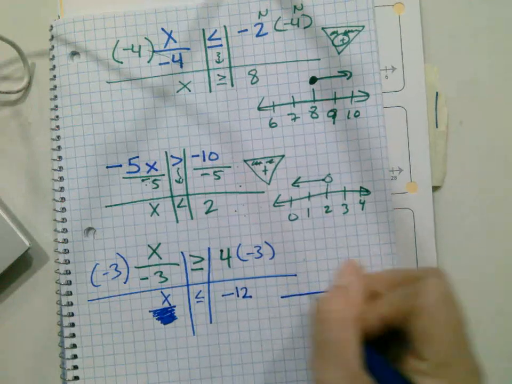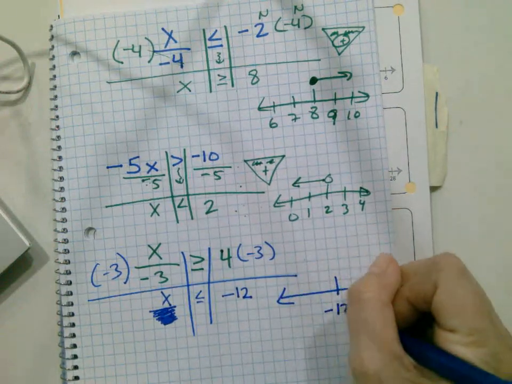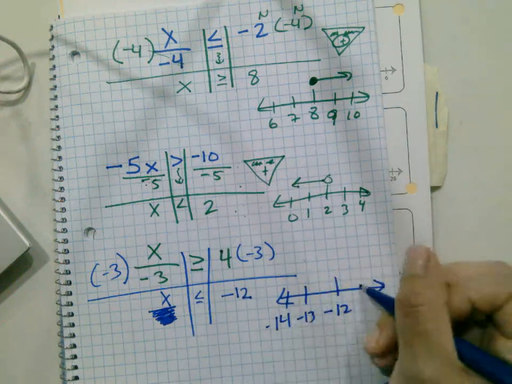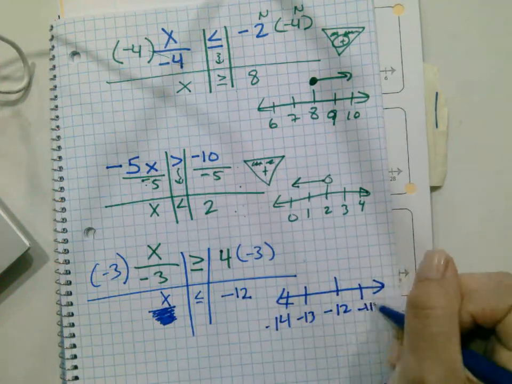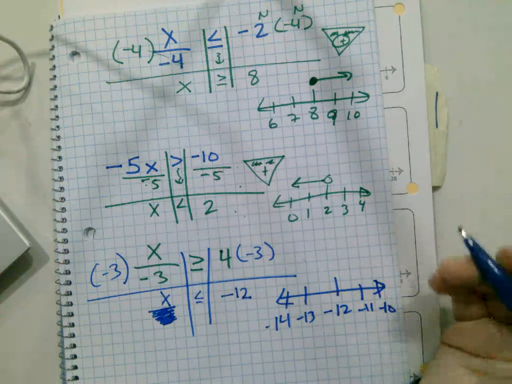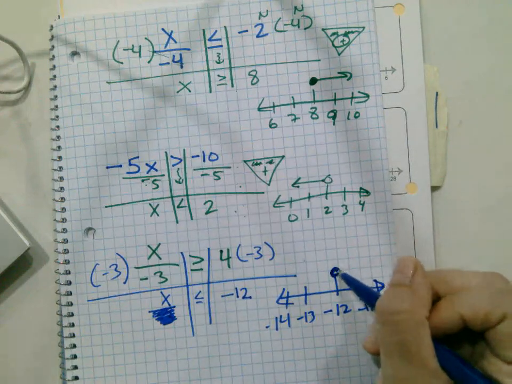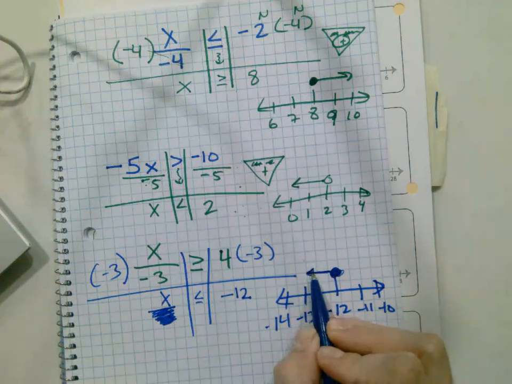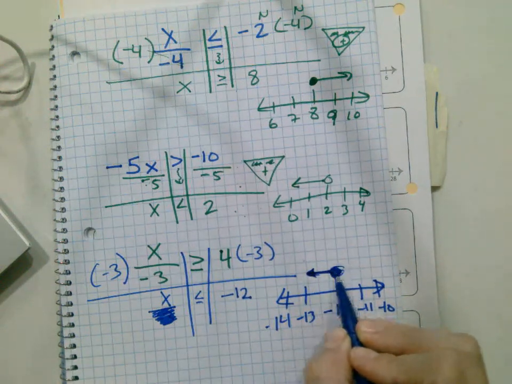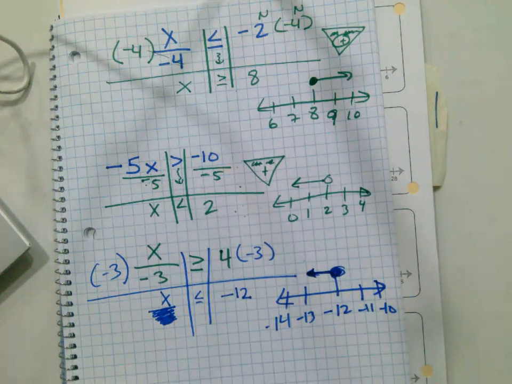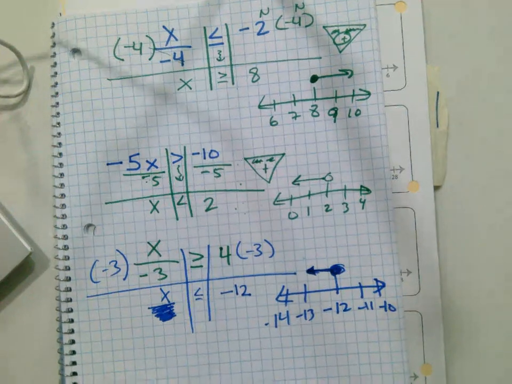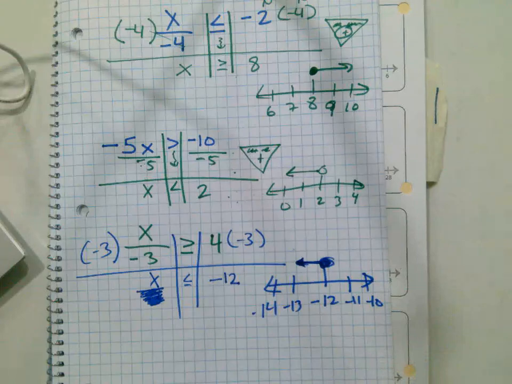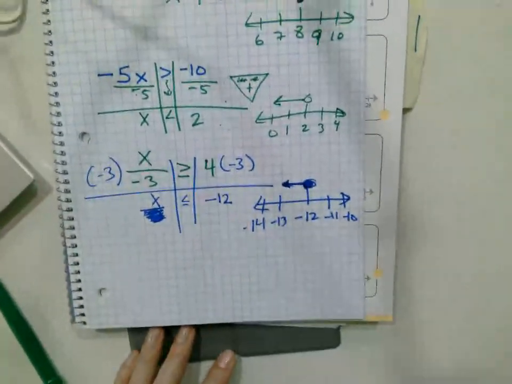So we're going to draw our line. We're going to draw negative 12, negative 13, negative 14, negative 11, and negative 10. And we're going to have a closed circle and shade that way. All right, and that's it. So again, you only switch the inequality symbol when you're multiplying or dividing by a negative. That is all.